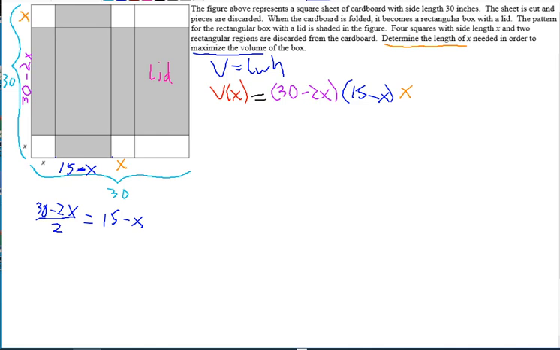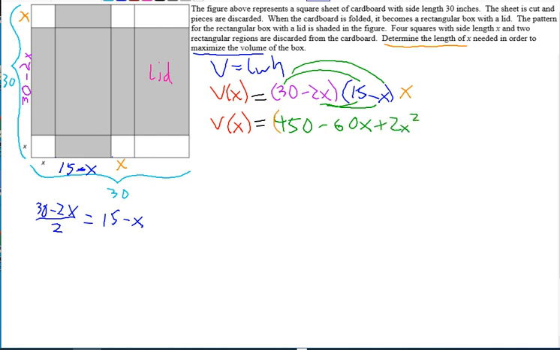So you could take the derivative right now, since we're trying to maximize the volume, but that would require the triple product rule. So instead, let's go ahead and multiply this out to make the derivative easier. First I'm going to multiply these 2 binomials together. So 30 times 15, well 3 times 15 is 45, add the 0, so 450. Then we get negative 30x here, and another negative 30x here, so that's negative 60x. And then negative 2x times negative x is positive 2x squared. But that whole thing is still multiplied by x.